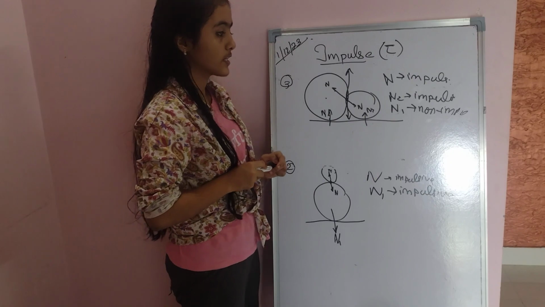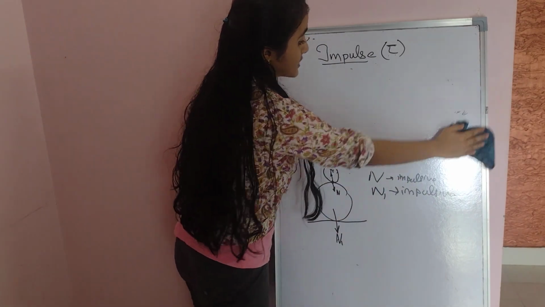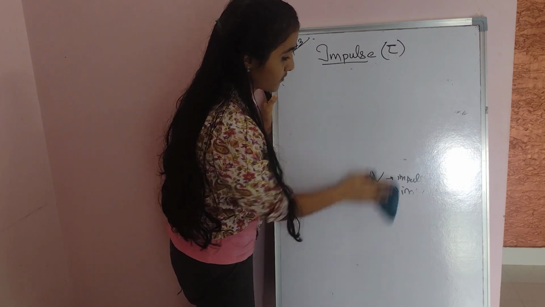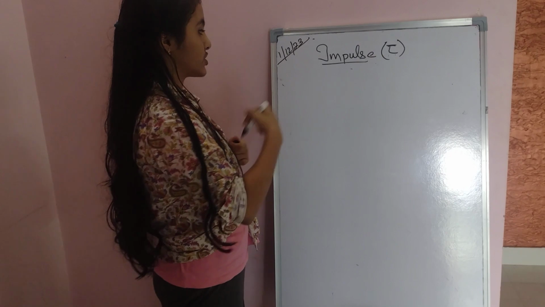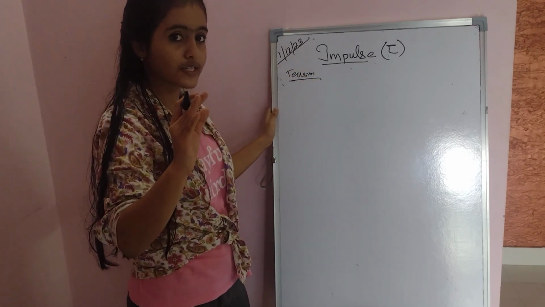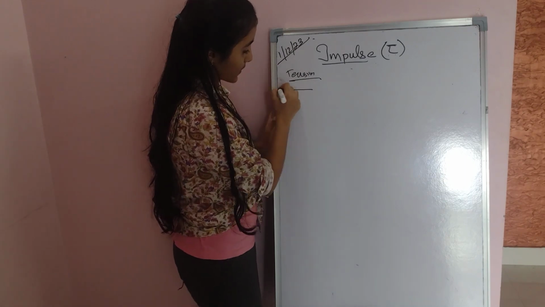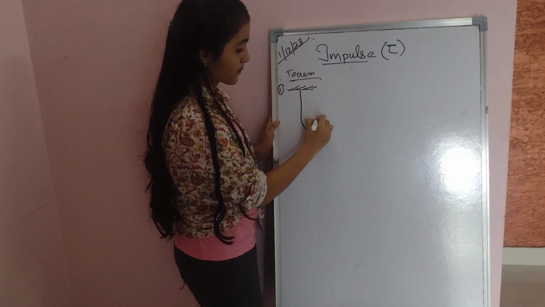Okay. N1 is non-impulsive. Now we are going to see the case of tension. Impulsive tension. So we checked the normal force. Now we are going to check tension. Tension force. Tension is always acting in a string. So let's take a string with one end fixed.